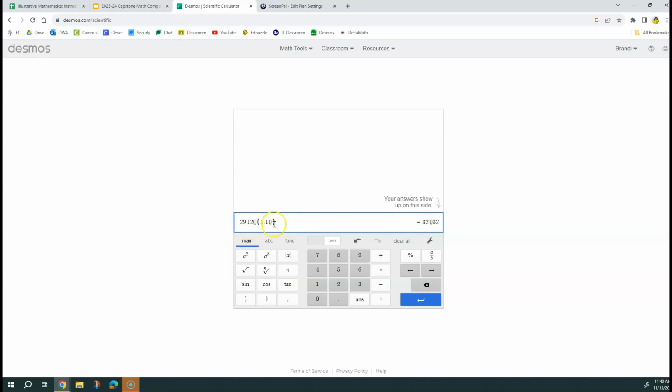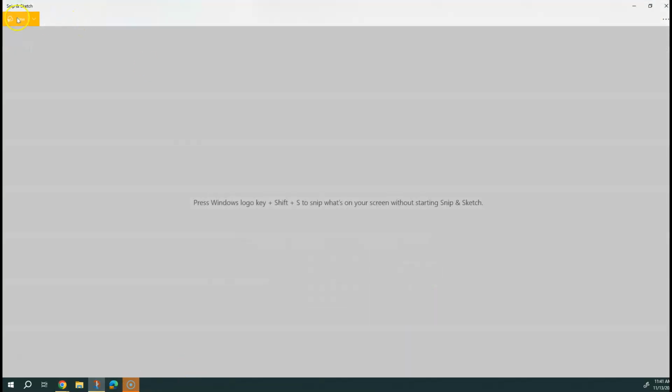So for 2 years, I think I can just do this. There we go. All right. So after 2 years with a salary raise of 10% each year, my salary after 2 years should be $35,235.20. So what I'm going to do is grab a screenshot.